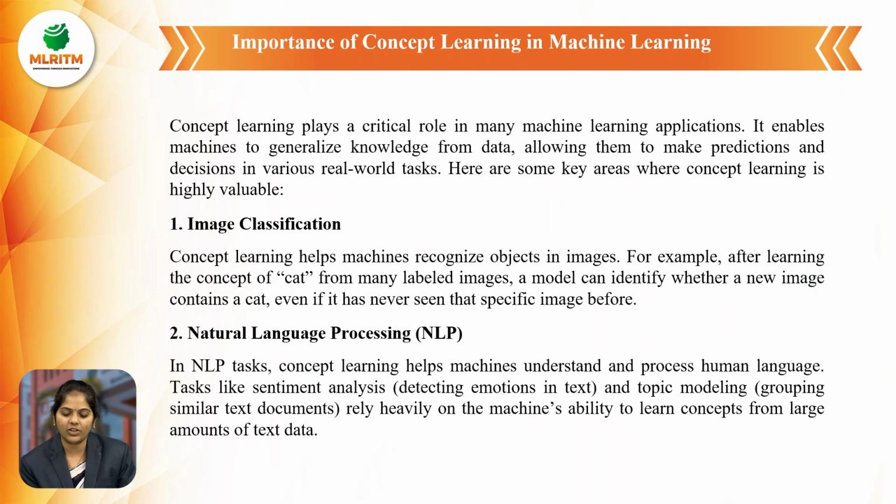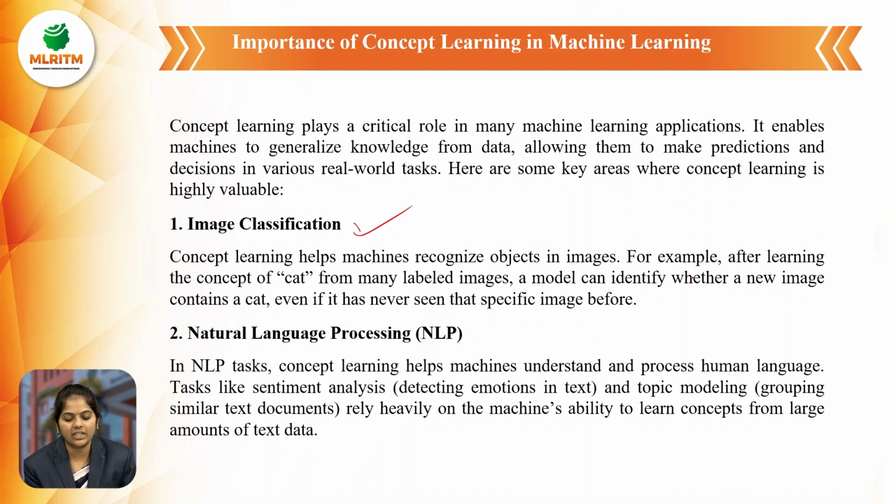And now let's see what is the importance of concept learning in machine learning. Concept learning plays a critical role in many machine learning applications, and it enables machines to generalize knowledge from the data, allowing them to make predictions and decisions in real-time tasks. So here we have some real-time examples. First one will be image classification. Concept learning helps machines to recognize objects from an image. So when we show any kind of image to the machine learning model, it will recognize the object from the previous history of data or data sets.